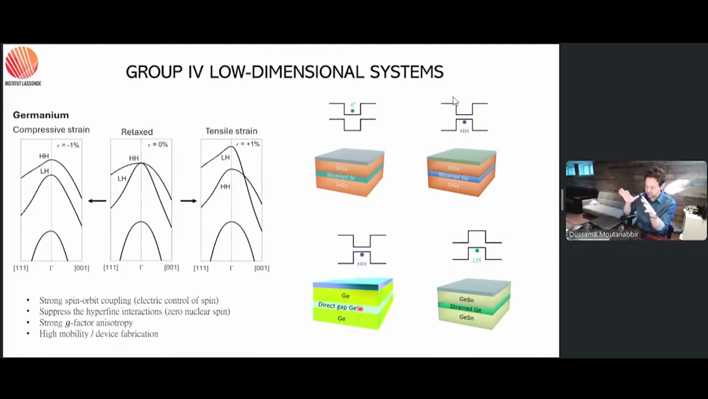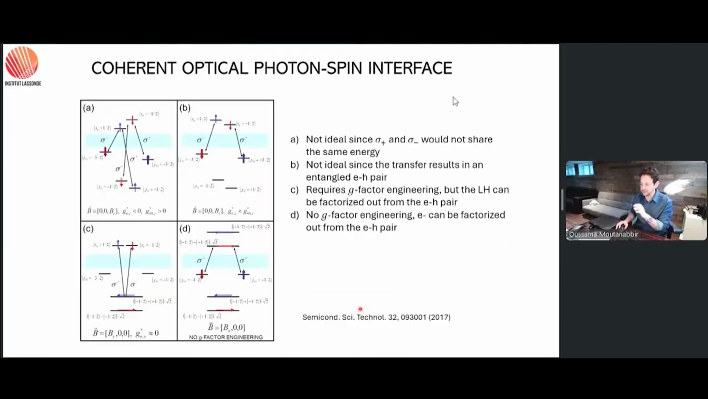So if I look at just the germanium system, there are different ways for achieving this. I will start with the figures at the bottom. You apply an in-plane magnetic field, and if you have a heterostructure with a light hole in the ground state, and you make sure that the g factor in the conduction band is very small, you can actually transfer the superposition from the photon, a flying qubit, directly to the electron spin in the system.